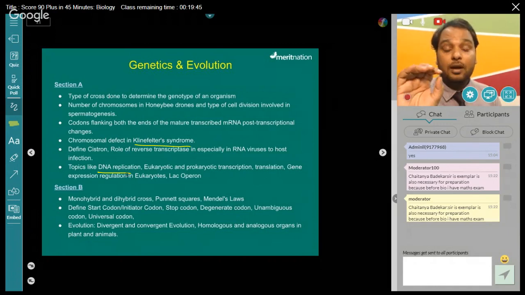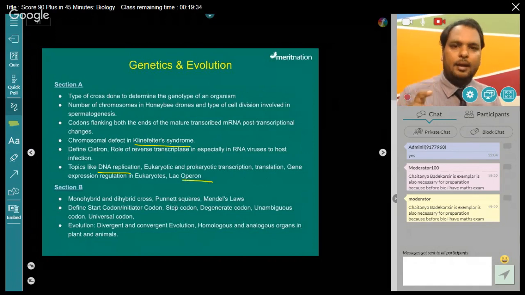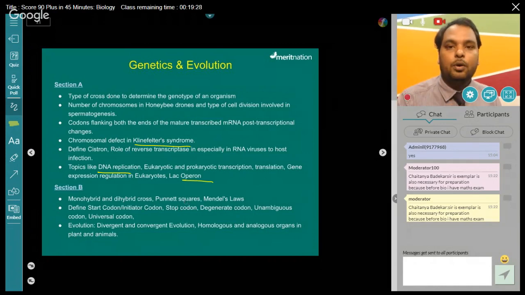Prepare it for, I'll not say 5, but prepare it for 6 marks. Seriously, I'm saying prepare it for 6 marks. Lac operon, sorry, I've missed operon as well. These topics, and from here, you will get at least 2 to 3 questions from only the topics that I've just told you.